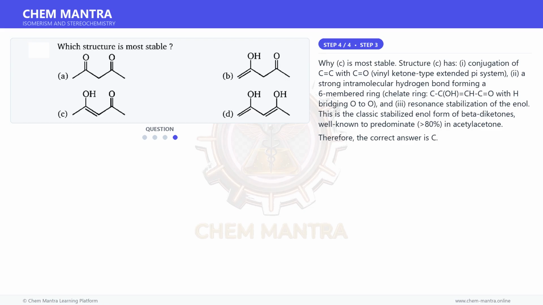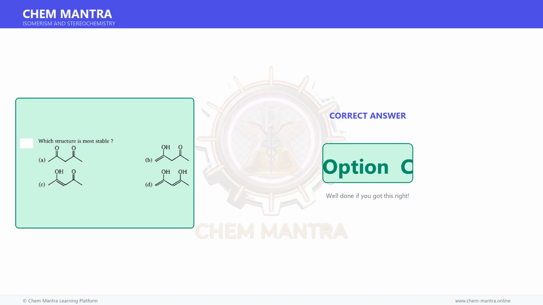This is the classic stabilized enol form of beta-diketones, well known to predominate, greater than 80%, in acetylacetone. Therefore, the correct answer is option C.